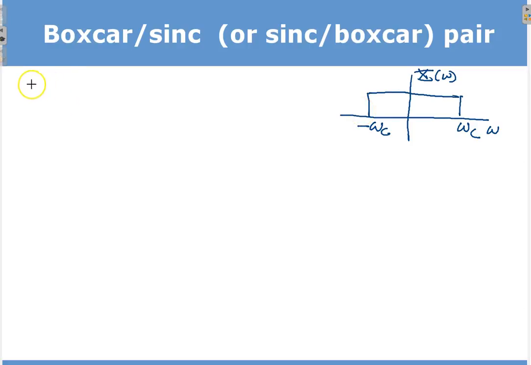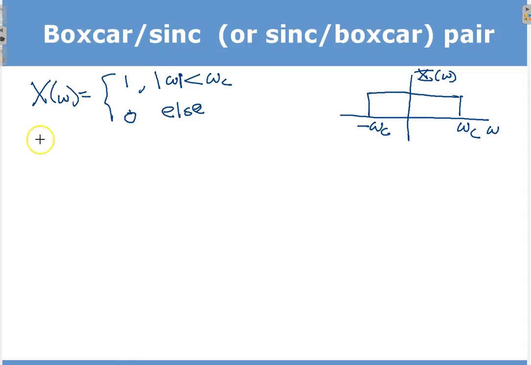Okay, so if you write down the equation for that, you say x of omega is equal to two different things. It's equal to 1 or 0, right? Kind of simple. So 1 if the absolute value of omega is less than omega c, so anywhere in here, and 0 otherwise. So what we can do is just plug this boxcar in frequency into the Fourier transform equation and see what we get.